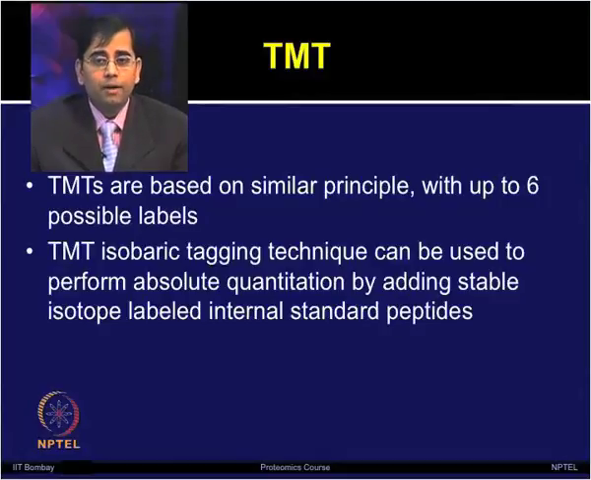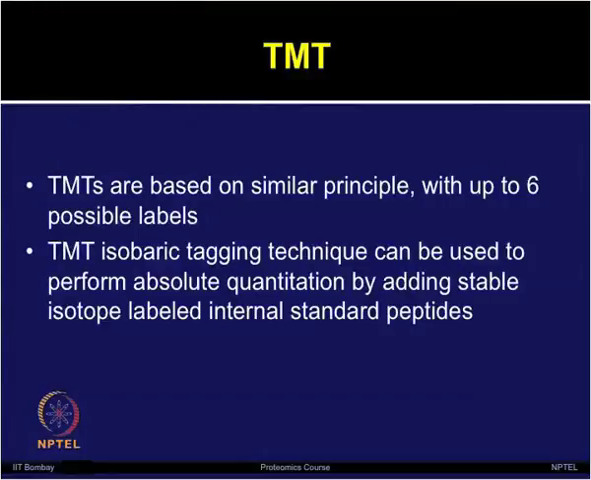The TMT isobaric tagging technique can be used to perform absolute quantification by adding stable isotope labeled internal standard peptides. It can be done by comparing the peptides from a target protein to a known amount of labeled standard peptide spiked into a sample. In that way, the absolute quantification can be obtained.